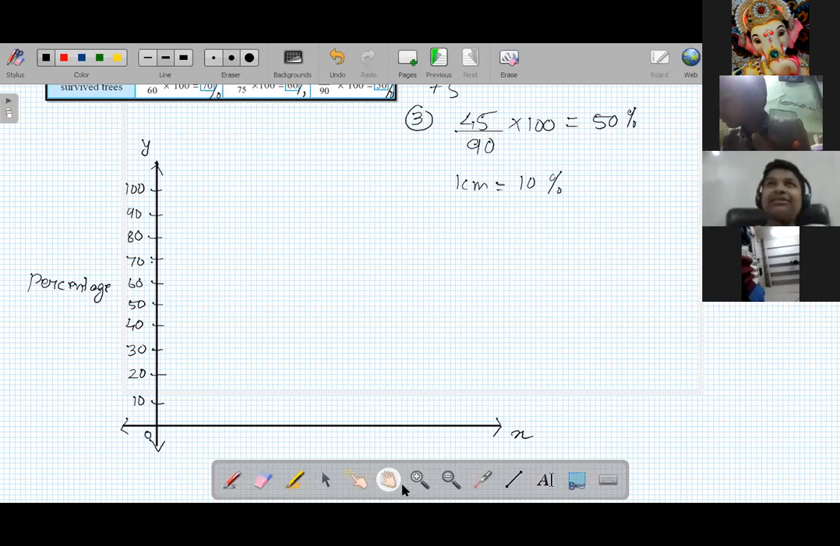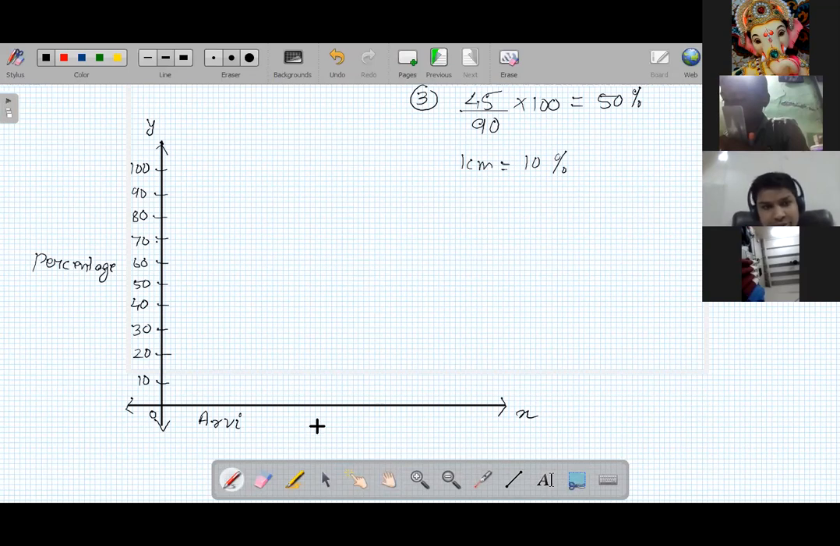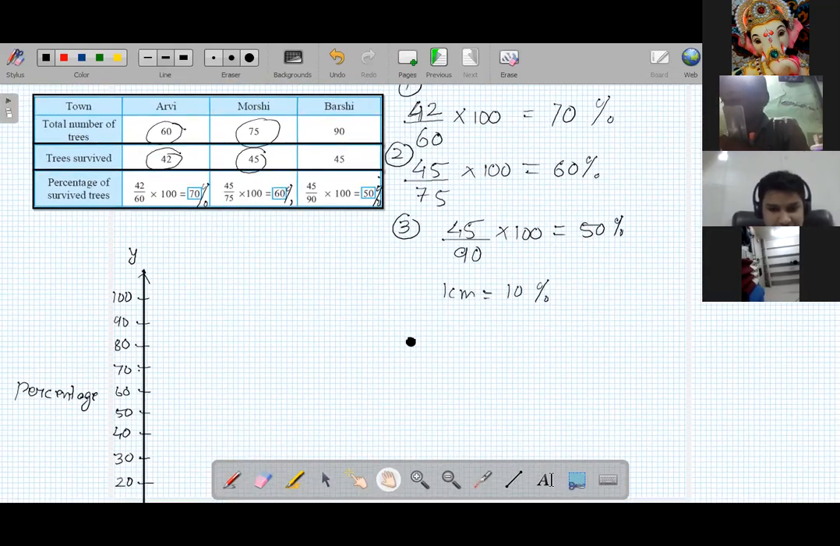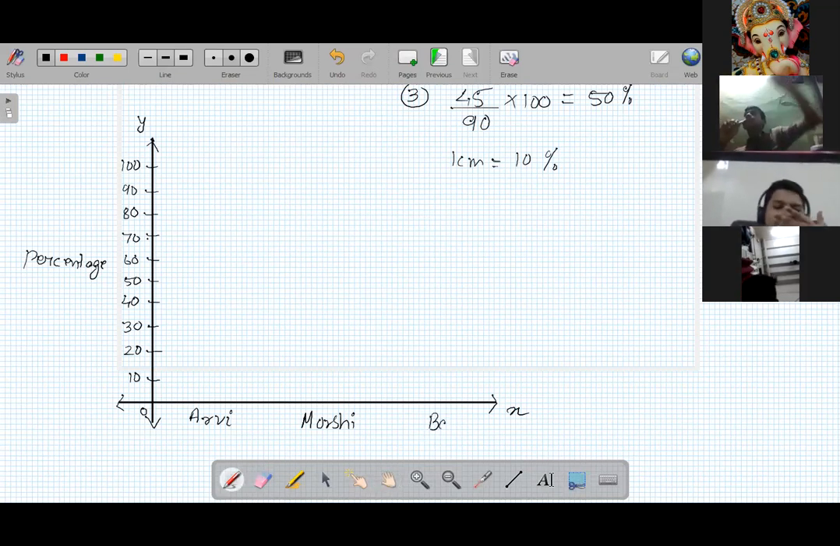So we have three cities. Those three cities will come on my x-axis. So I'll name here. First one was Arvi, so the first bar will be on Arvi. Second city is Morshi. So I'll leave a little space and write here Morshi. So the second bar will be on Morshi. And the third one will be on the third city, that is Barshi. So we'll have three bars here.